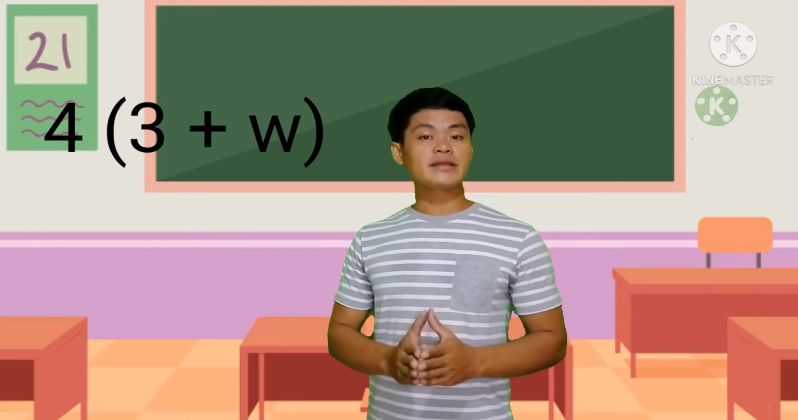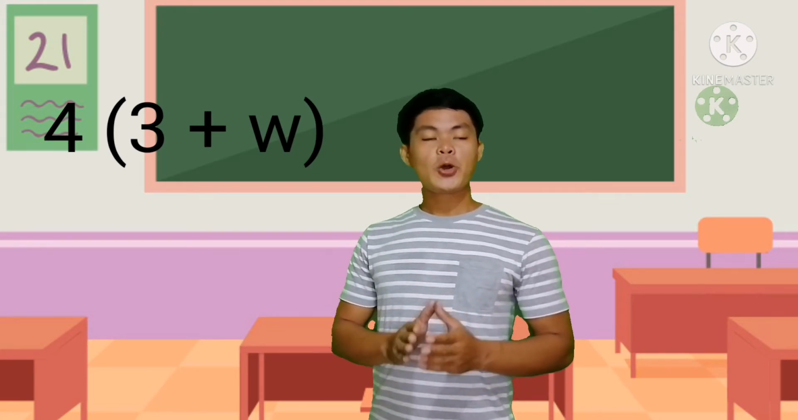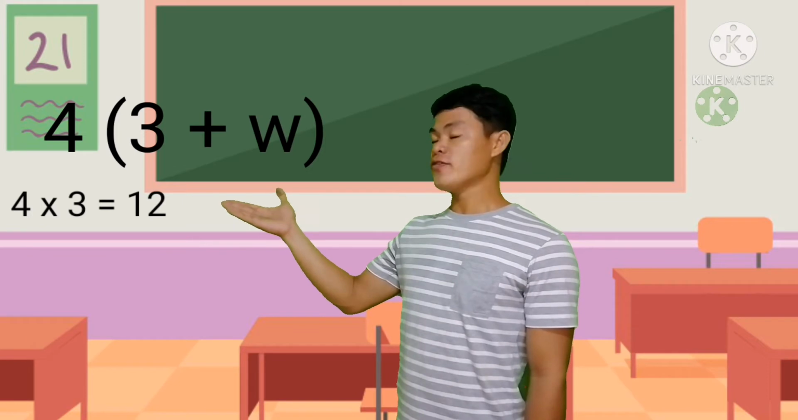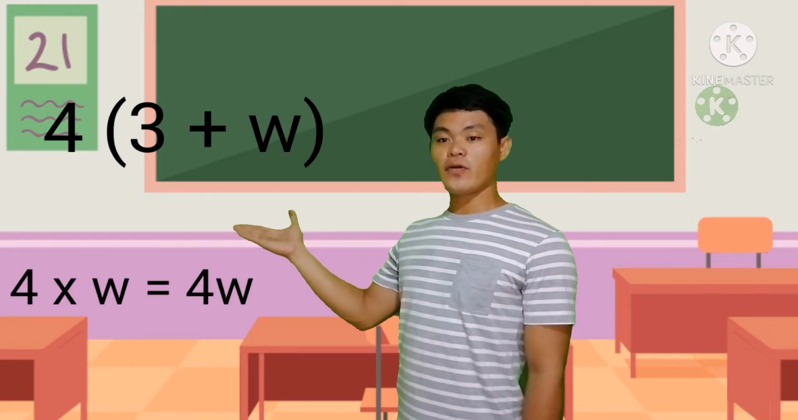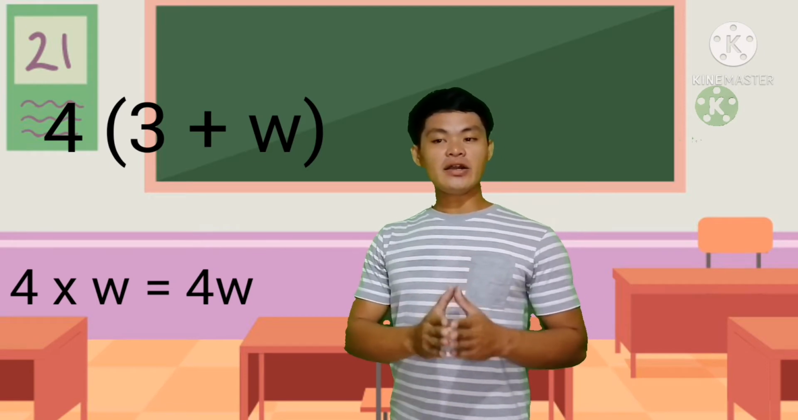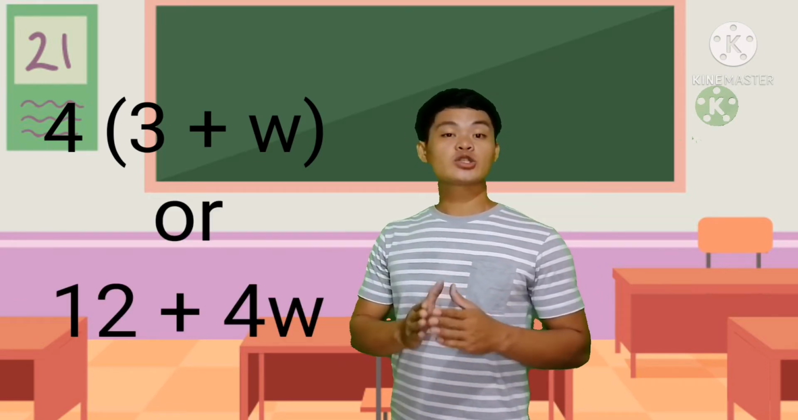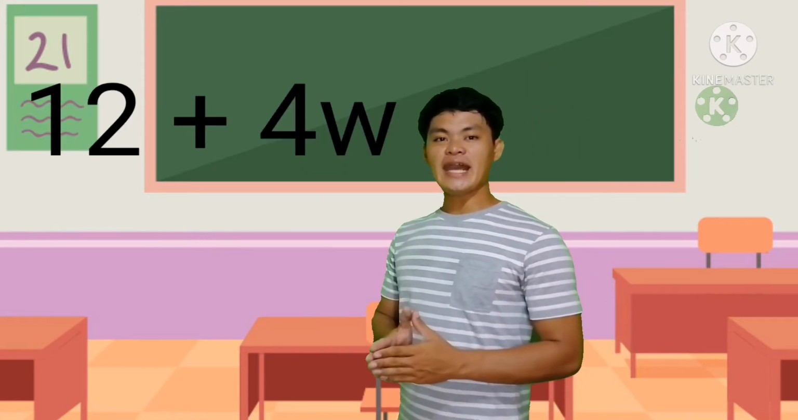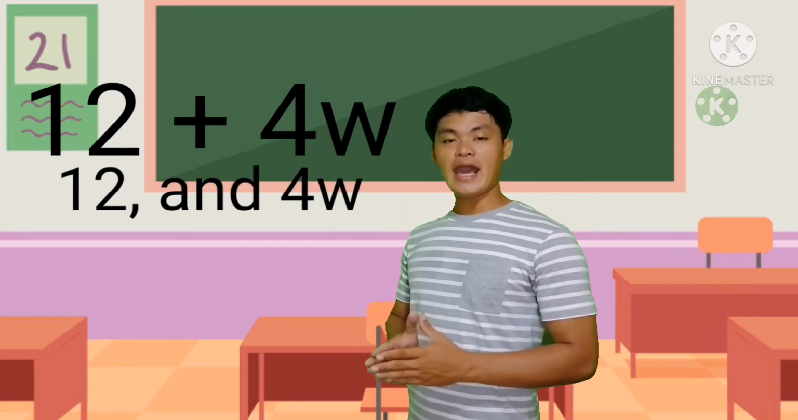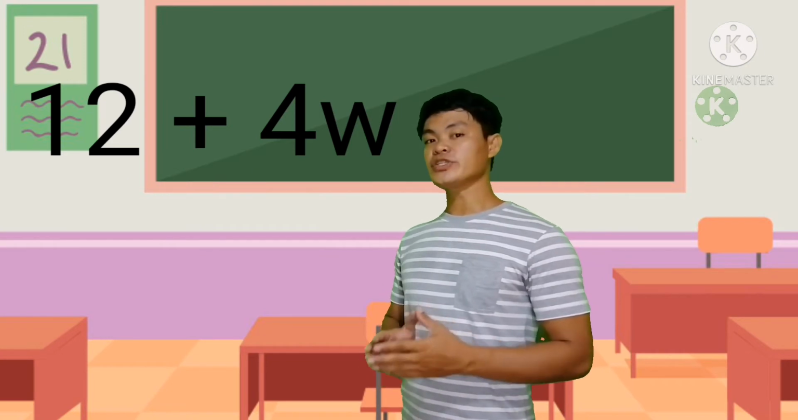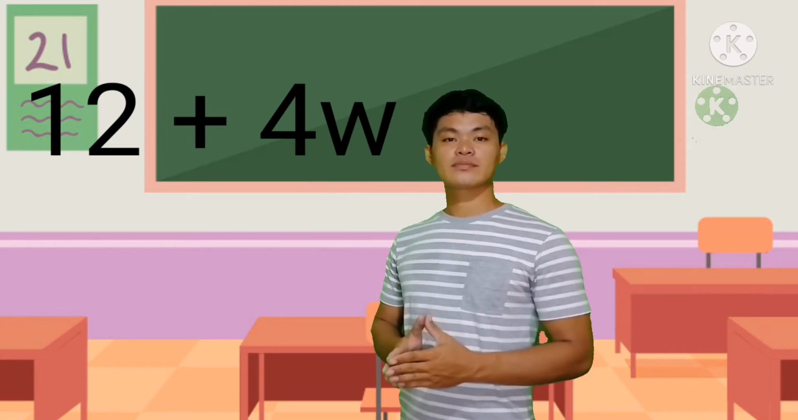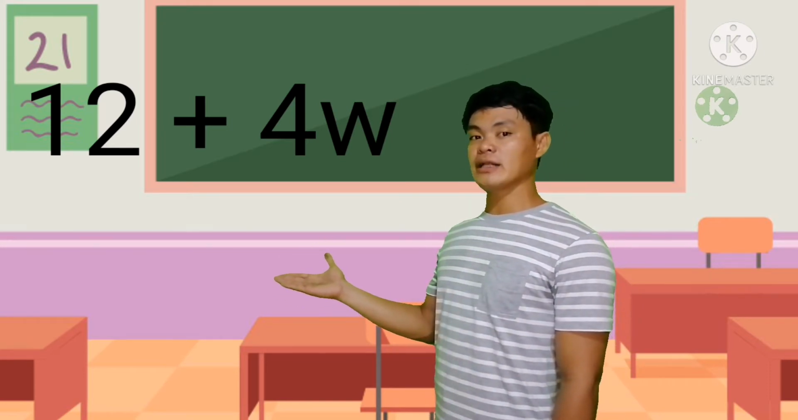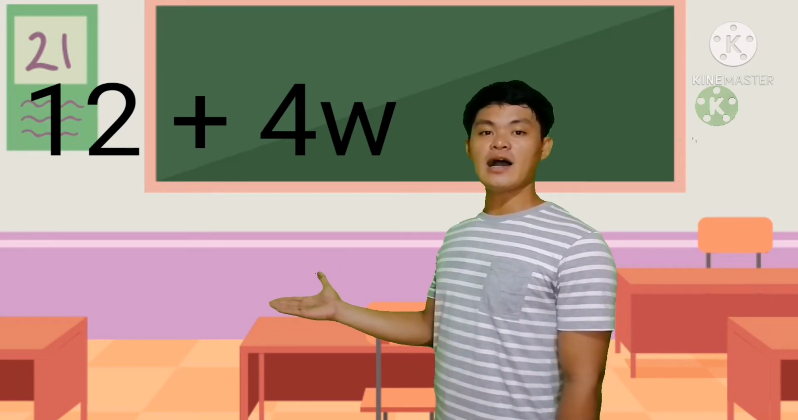However, if we are going to simplify this expression, we can have 4 times 3 equals 12 and 4 times w, which is 4w. In this case, our expression will be changed into 12 plus 4w. And with this, we can create 2 terms, the 12 and 4w, which are joined by a plus sign. 12 is our constant, 4 is our numerical coefficient, and w is our variable.